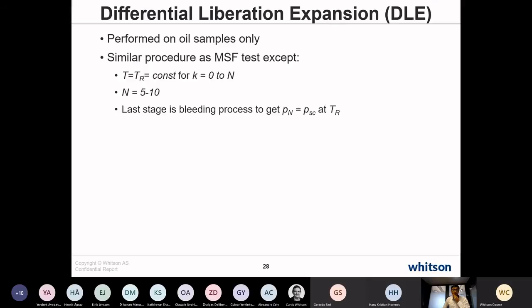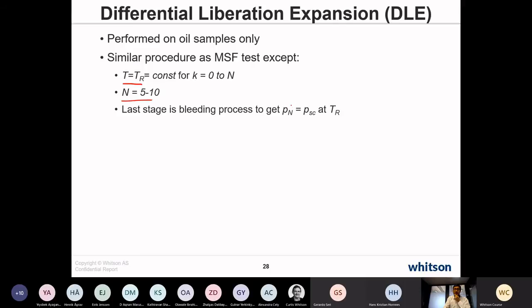This is generally done on oil samples only, and it has a similar procedure to the multi-stage separator test, except that the temperature is constant and remains at the reservoir temperature. The number of stages can vary from 5 to 10 or even more if you like. The last stage is usually a bleeding process. Usually this experiment goes until the standard conditions, so it goes until standard pressure.